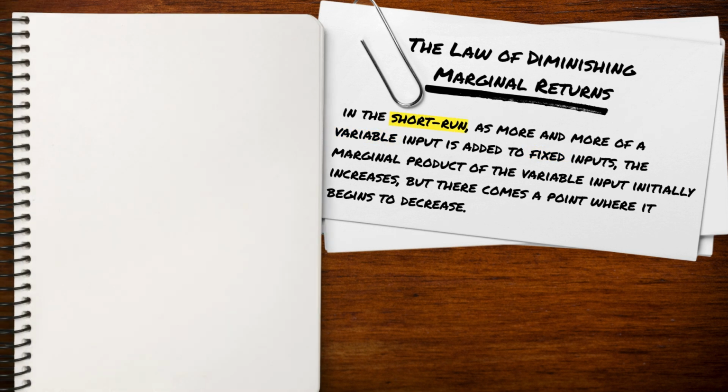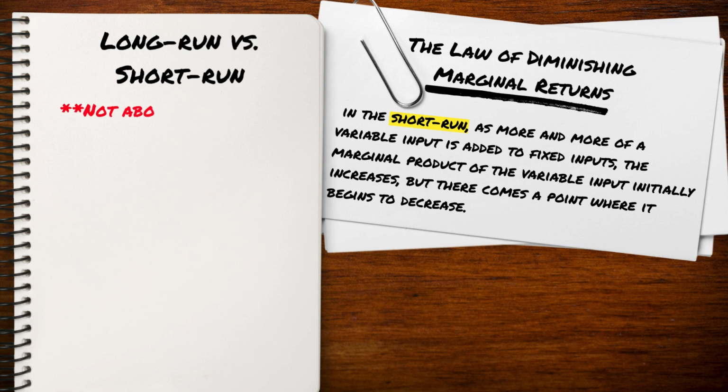This is a concept that a lot of students get confused about because it has a different definition in economic terms than the way we use it in everyday English. It's confusing because it actually doesn't have anything to do with an amount of time. Let me explain. The short run is defined as a time period in which at least one input is fixed.